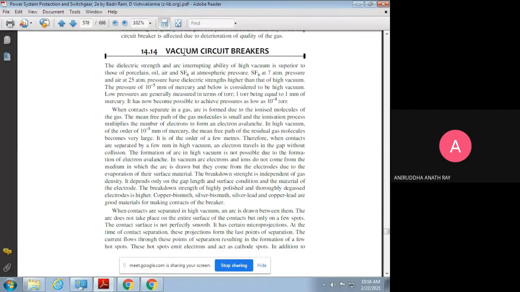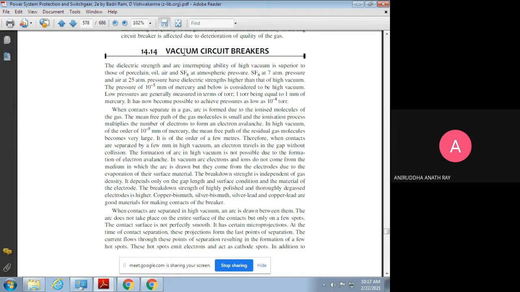It has now become possible to achieve pressures as low as 10 raised to the power minus 8 torr. So 1 torr is 1 millimeter of mercury. So you understood. When I say high vacuum, it means 10 raised to minus 5 millimeter of mercury and below.